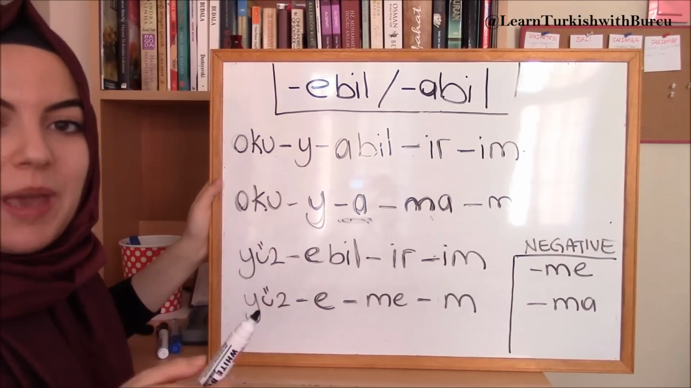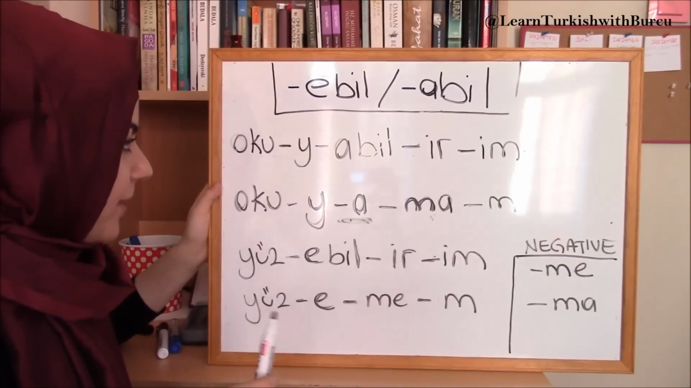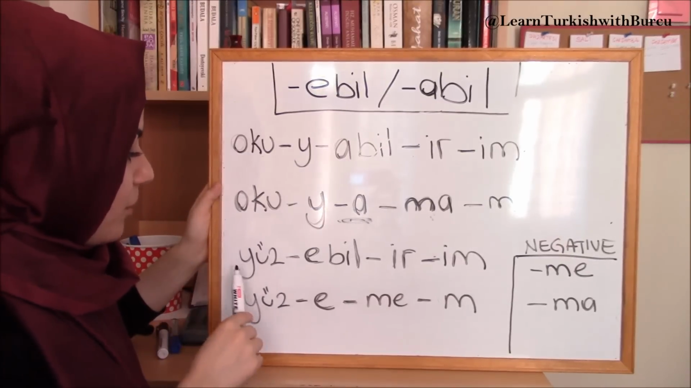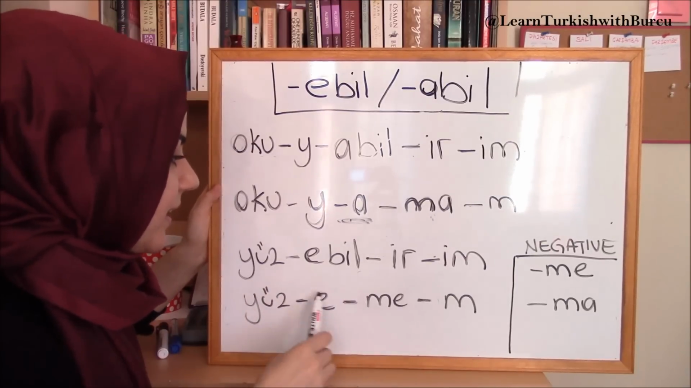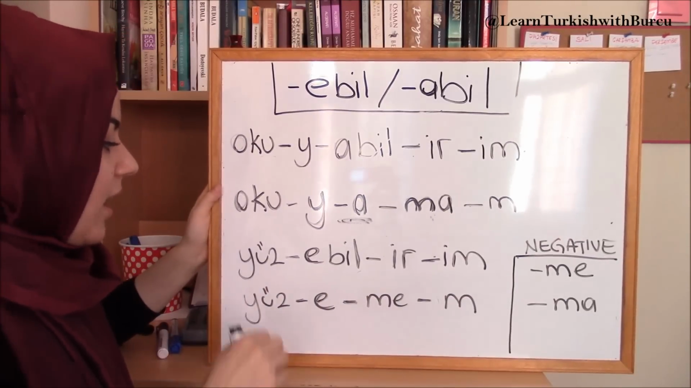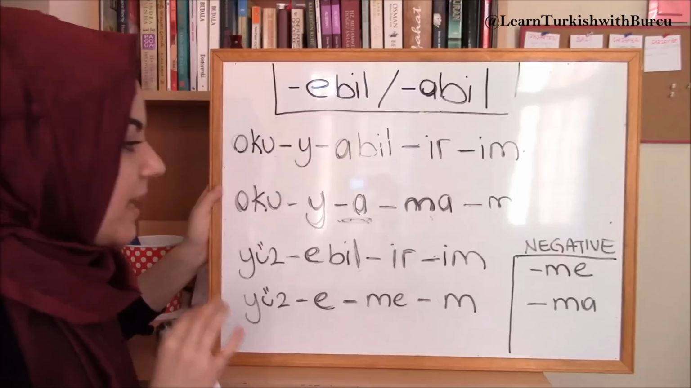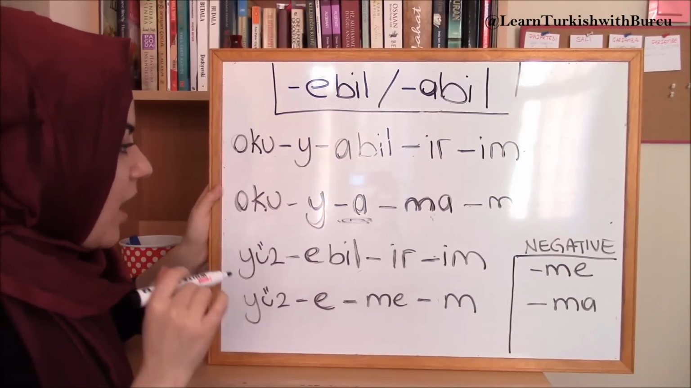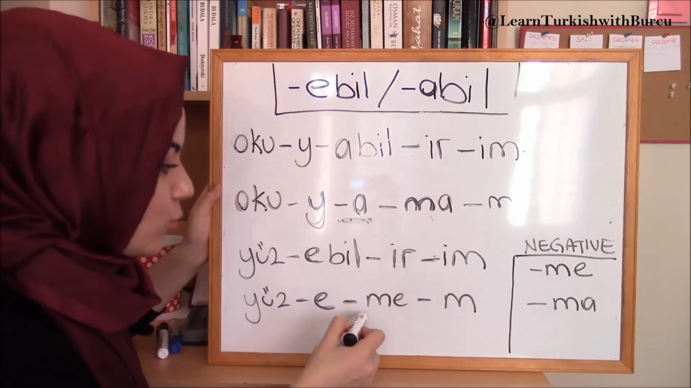This time, yüzmek. You know it from the previous lesson. Again, the positive form is yüzebilirim. Yüz, ebil, ir, im. We don't have any problem with this one. We have already learned this. Let's say the negative form now. Because of vowel harmony again, this time we use me.